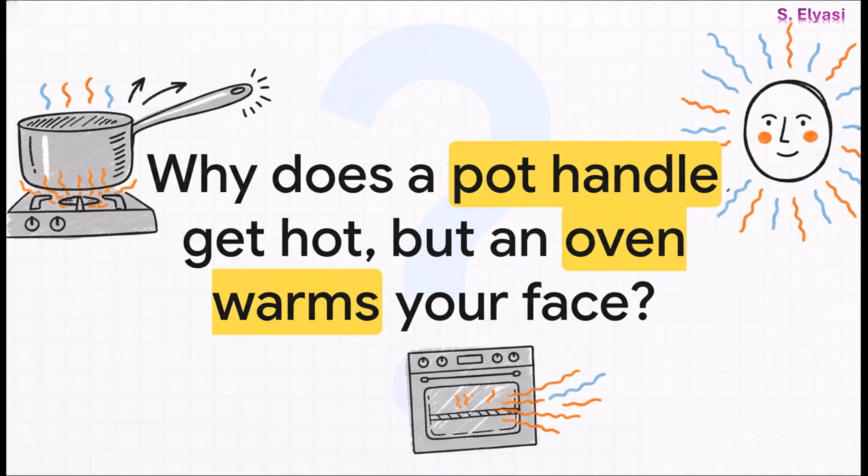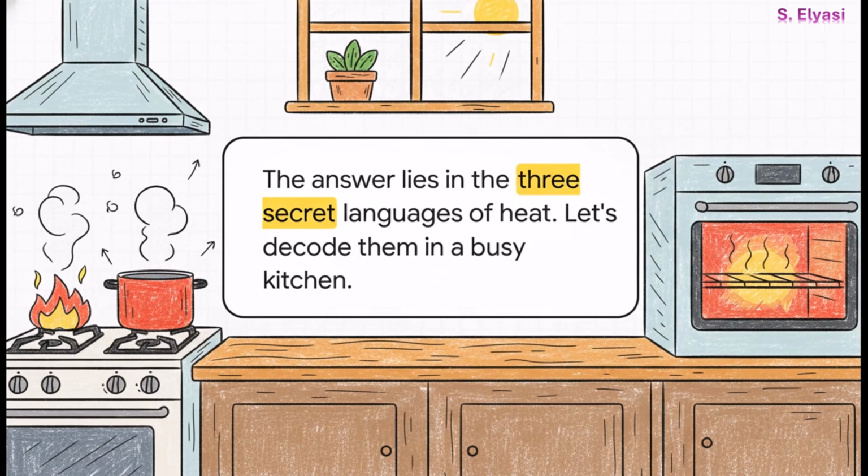It's a great question, right? Think about it. That pot handle gets hot because you're touching it, or at least it's touching the hot pot. But the oven, that's warming you from a distance, through what seems like totally empty space. So how on earth does that work? Well, the answer lies in what I like to call the 3 secret languages that heat uses to travel. And to decode them, we're going to step into the perfect laboratory for this, a busy kitchen.